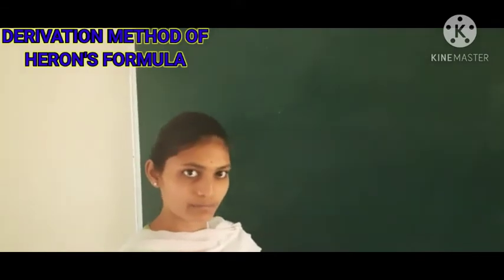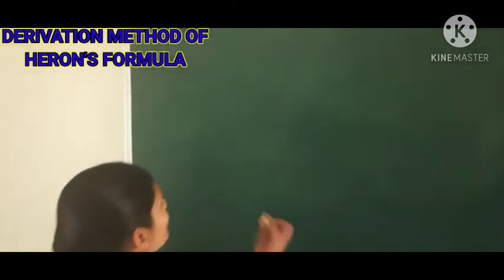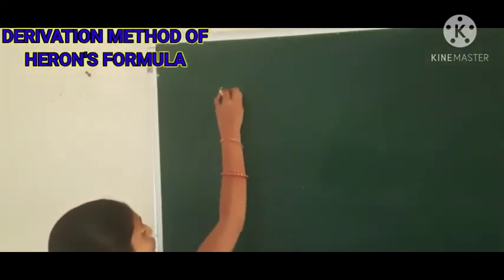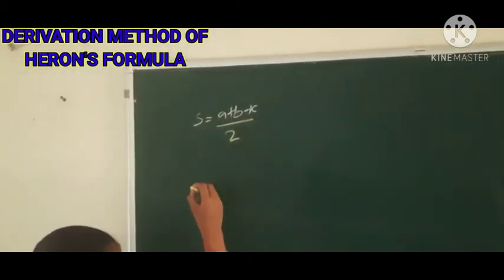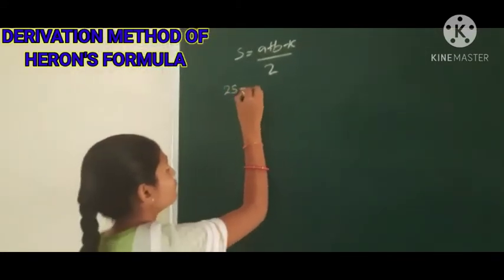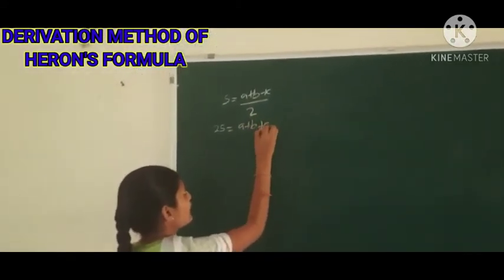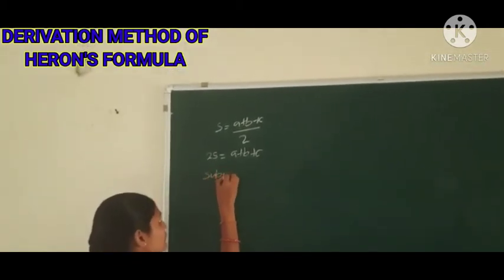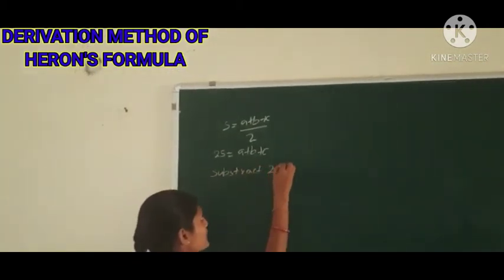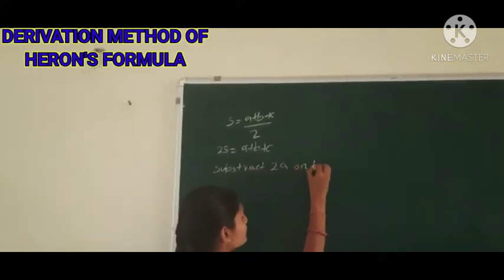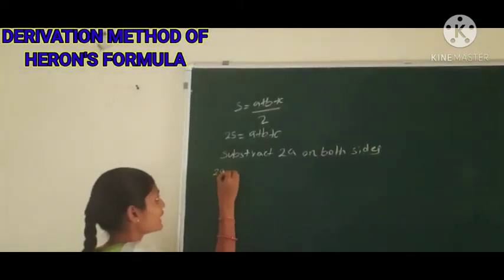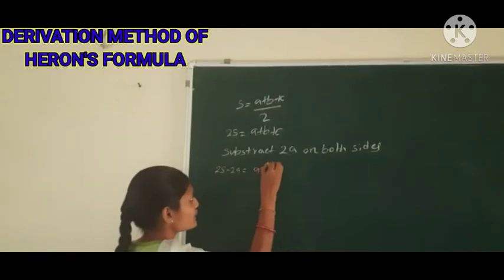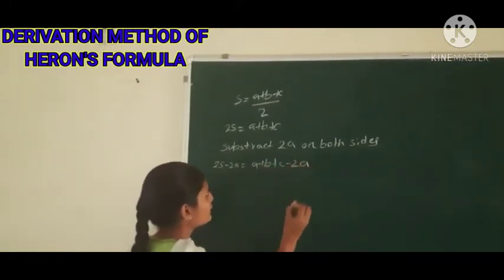Now I am going to tell about Heron's formula. Here, half of the perimeter of the triangle, the semi-perimeter, is denoted by S. S is equal to (a plus b plus c) by 2. Here I do cross multiplication. We get 2S is equal to a plus b plus c, and here subtract 2a on both sides. We get 2S minus 2a is equal to a plus b plus c minus 2a.